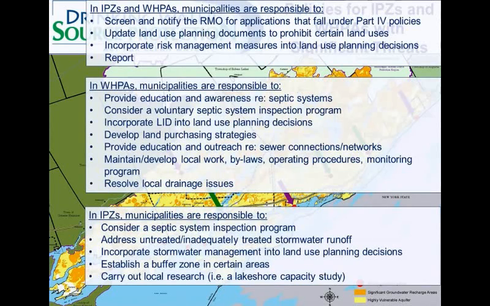Consider the undertaking of a lakeshore capacity assessment to determine the impact of septic systems and agricultural runoff on water quality. Please note that some of these responsibilities apply only to specific municipalities. To confirm your municipality's obligations under the Source Protection Plan, please refer to the interactive maps on the cleanwatercataraqui.ca website.